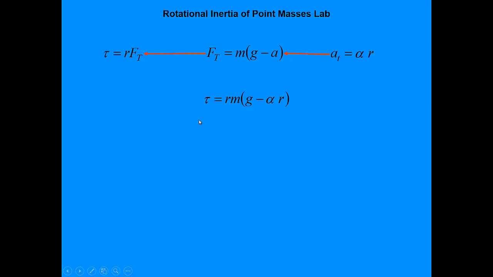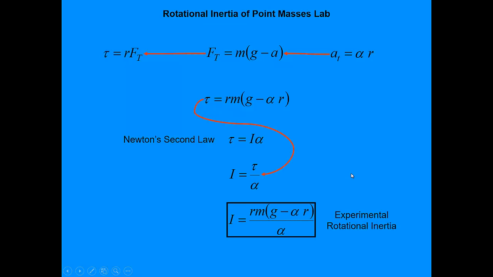But remember, as we found in the last lab, Newton's second law says torque equals rotational inertia times the angular acceleration. Torque is I alpha. So that means we can calculate I by taking the torque and dividing by the angular acceleration. Well, we'll know the angular acceleration from the lab, the slope of the angular velocity time graph. And we know now an expression for the torque, so if we plug it in, we get one big old equation to allow us to calculate the experimental rotational inertia of the point masses and the bar, for that matter.